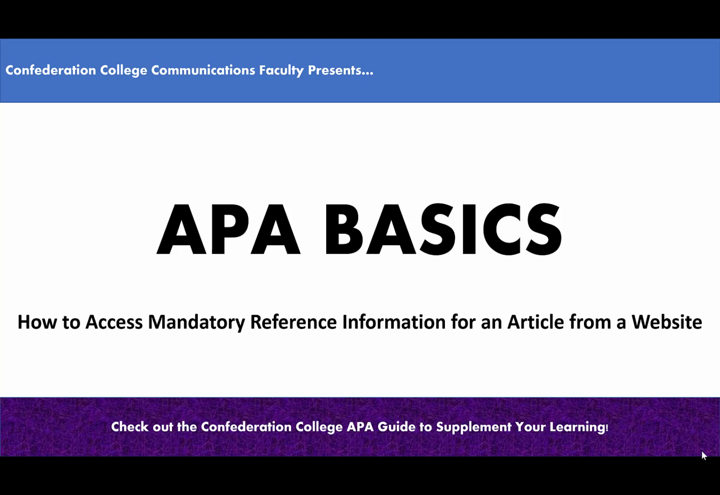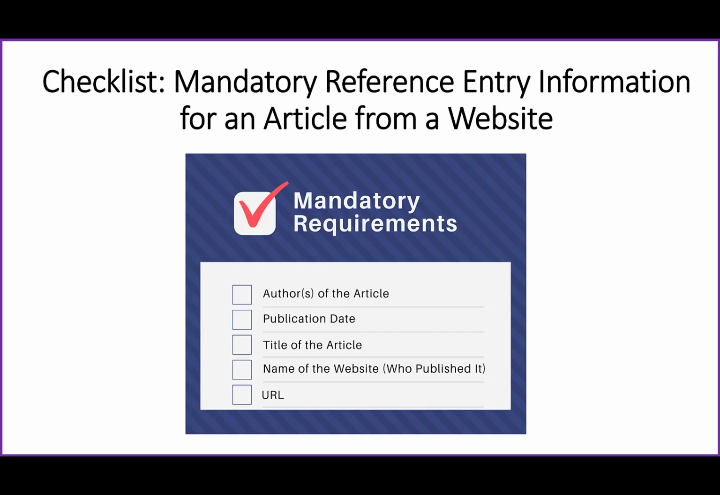APA Basics: how to access mandatory reference entry information for an article from a website. As you can see from the checklist on your screen, there is mandatory information that you need to collect when creating a reference entry for an article from a website. You must collect the author of the article, the publication date, the title of the article, the name of the website or who published the article, and the URL to access that article directly.